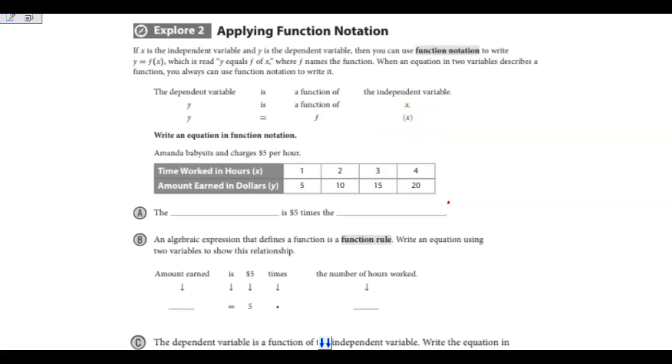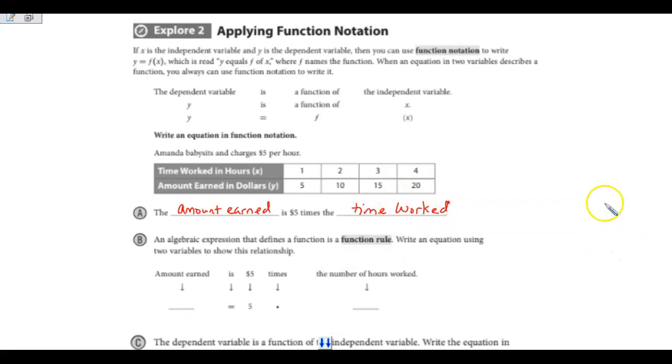We're going to write an equation in function notation for the following scenario. Amanda babysits and charges $5 per hour. So the independent variable is the time worked in number of hours, that's our x. So the amount earned is five times the time worked, and that's being done in hours.